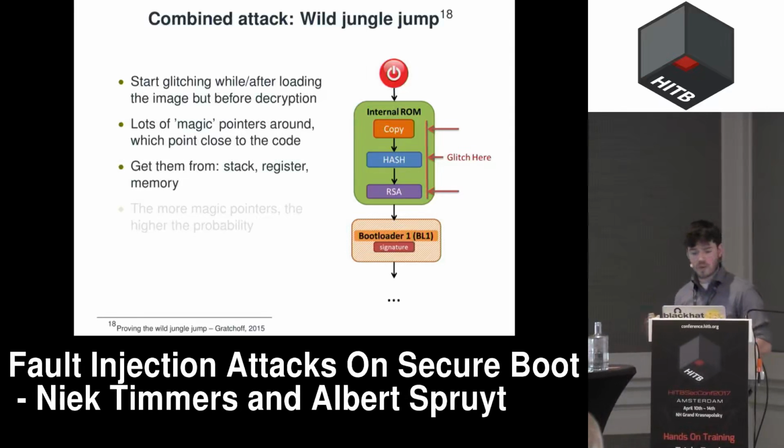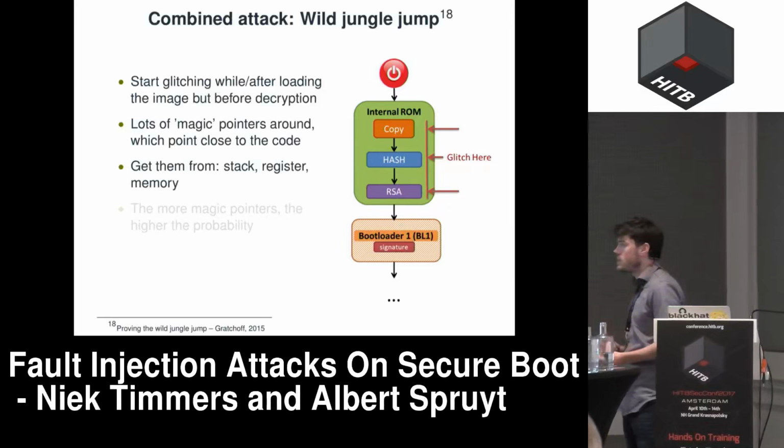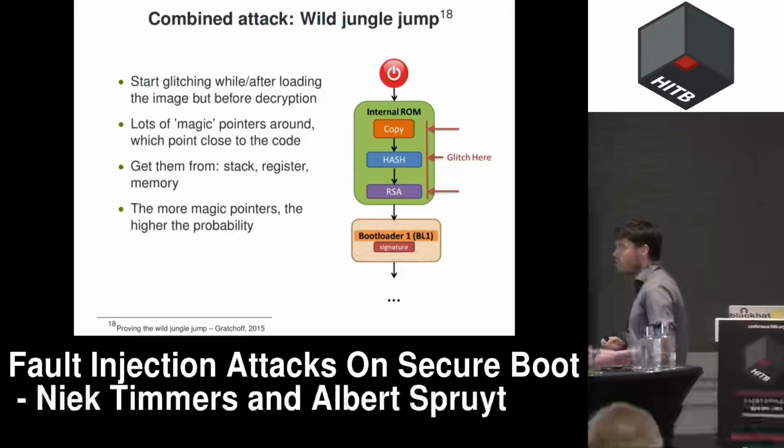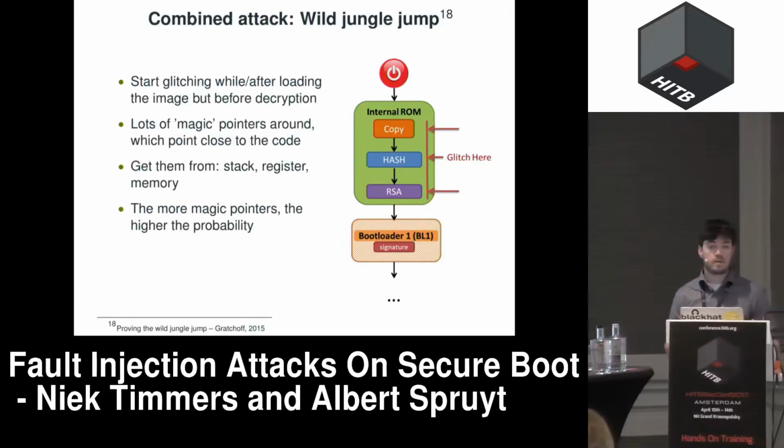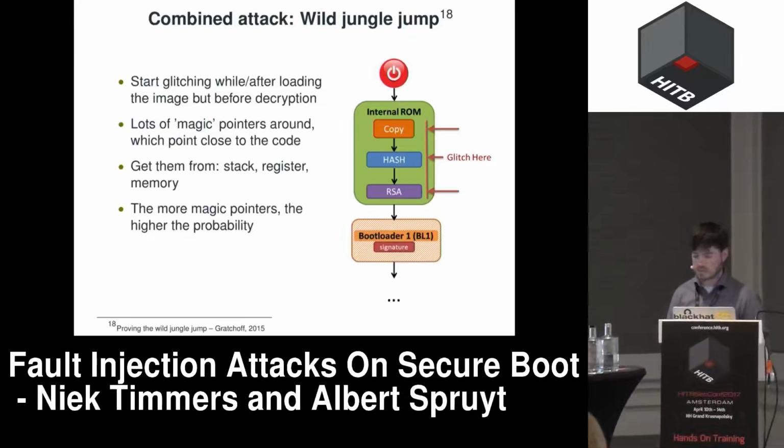And we can get these magic pointers from anywhere. We can get them from the stack, from registers, or from memory. And the more magic pointers are available in the system, the higher the probability of a successful bypass.